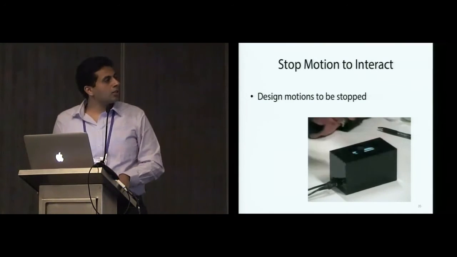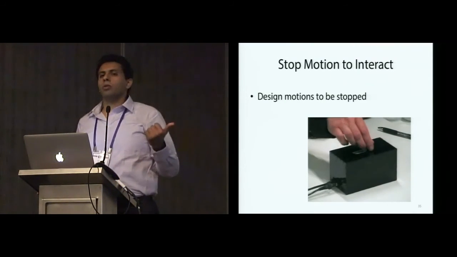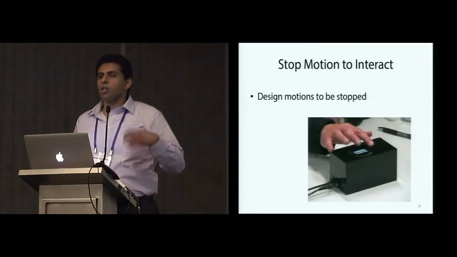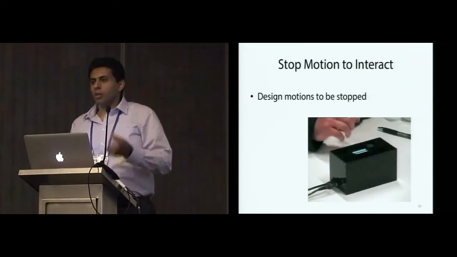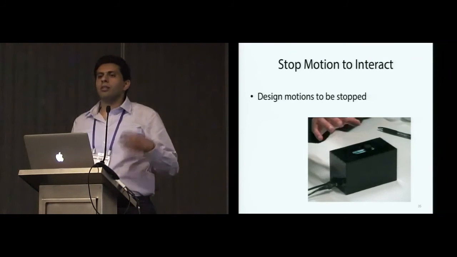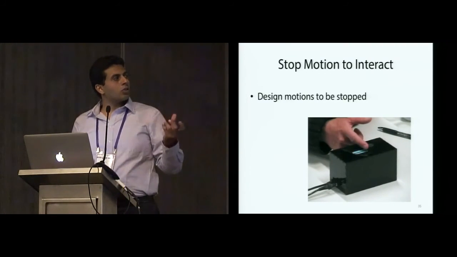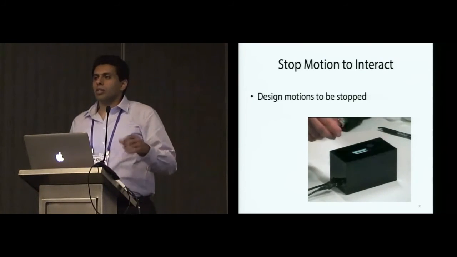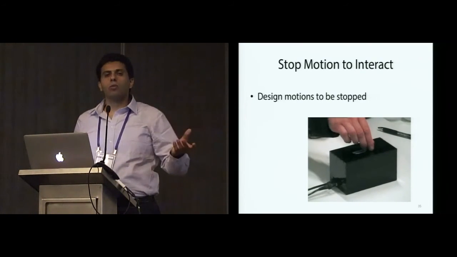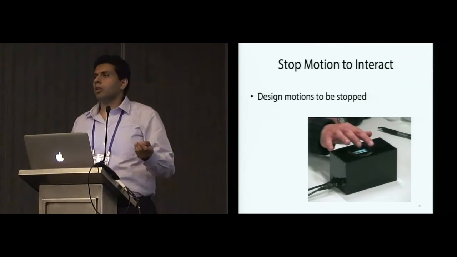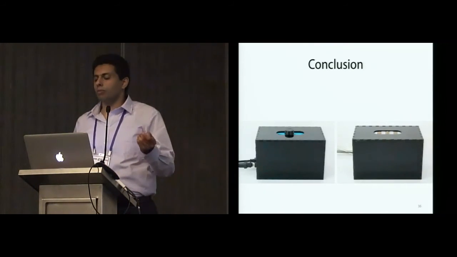And the third and last thing that we noticed, through these interactions, as I mentioned, users actually wanted to stop the motion. So shape-changing interfaces could design some animations or motions that are based on stopping to interact. So instead of following the motion, you interact with the interface by stopping it. It's like interacting with your alarm clock. You interact with it through stopping it.